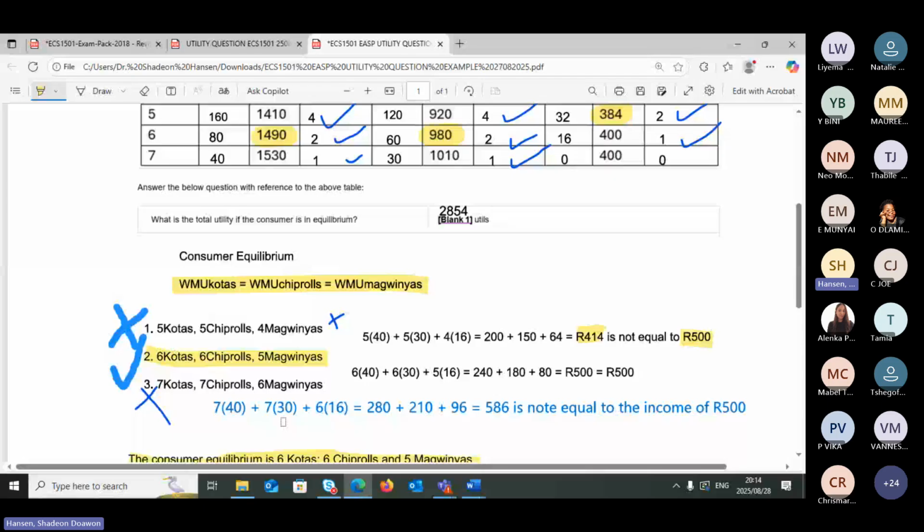So again, if it is not equal, if it is less than or greater than the income, it is not our true consumer equilibrium. So therefore, instance number 3 was also incorrect.